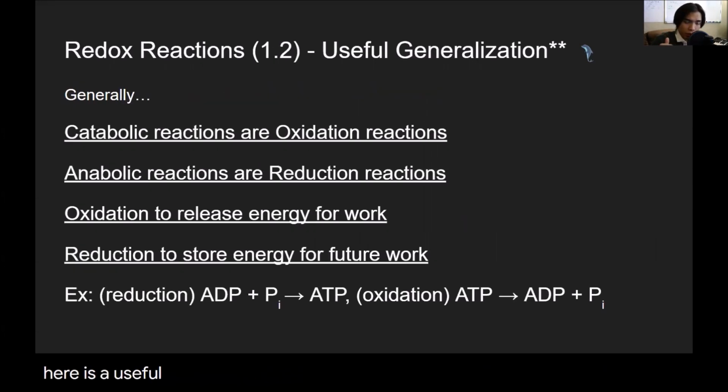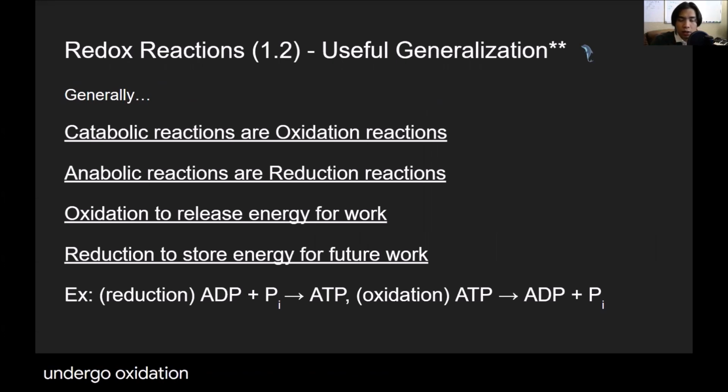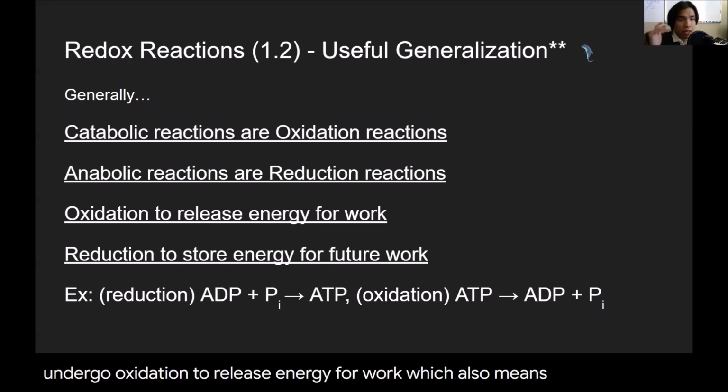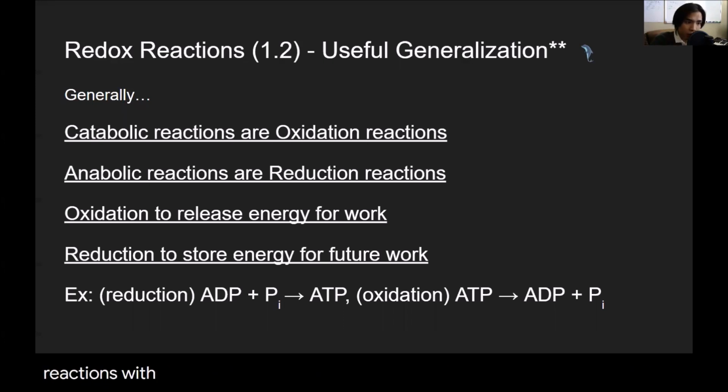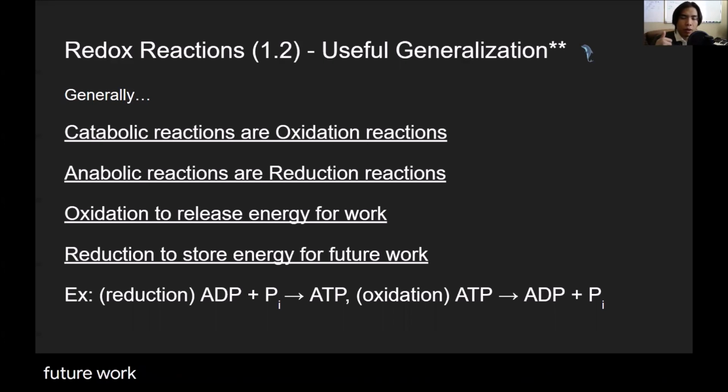Here is a useful generalization. Catabolic reactions are oxidation reactions, and anabolic reactions are reduction reactions. That means you undergo oxidation to release energy for work, which also means that catabolic reactions release energy for work, where a reduction is a reaction to store energy for future work, which matches up with an anabolic process.